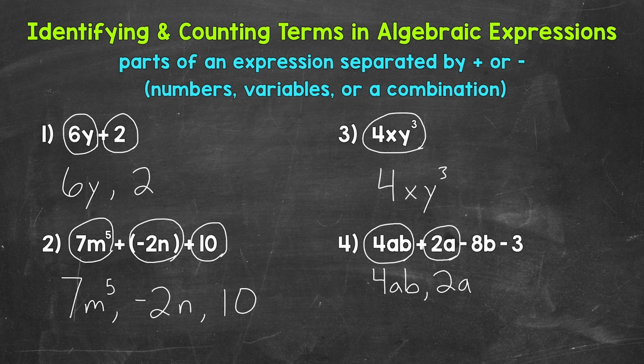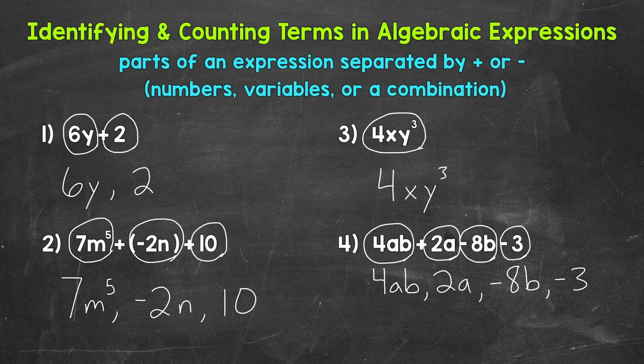And then we have a subtraction sign that separates the 2a from the next term, where we have 8b. So we are subtracting 8b. Again, terms take the sign that's in front of them. So this is a negative 8b. And then lastly, we are subtracting 3. Again, take the sign that's in front. So this is a negative 3. So for number 4, we have 4 terms: 4ab, 2a, negative 8b, and negative 3.